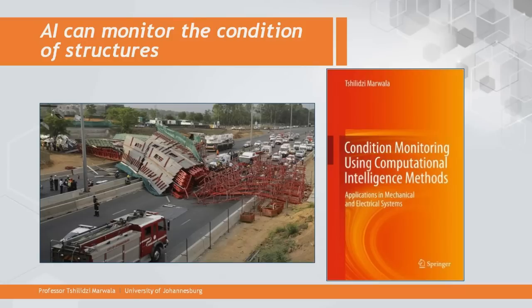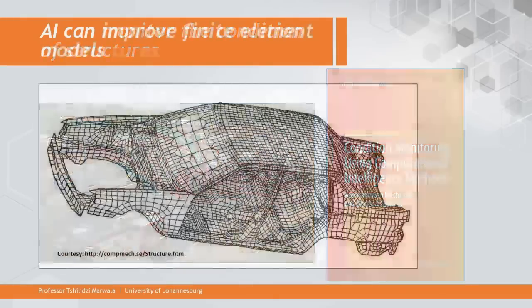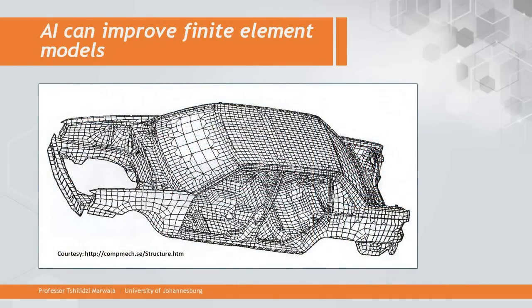AI can monitor the condition of structures, and we wrote a book published by Springer on this work, both in mechanical and electrical systems. And then the other work that we have done is, this is a finite element model. Why do we need a finite element model? We need a finite element model so that we can design better cars or any other structure. And to design it on a computer is better than designing it physically, because you can test all sorts of properties, thickness here and so on. Instead of building it, you can just do it on a computer.